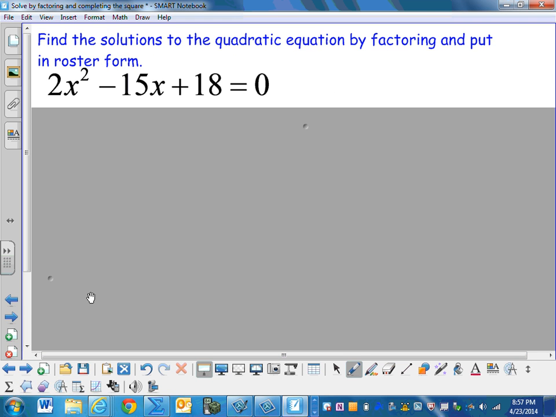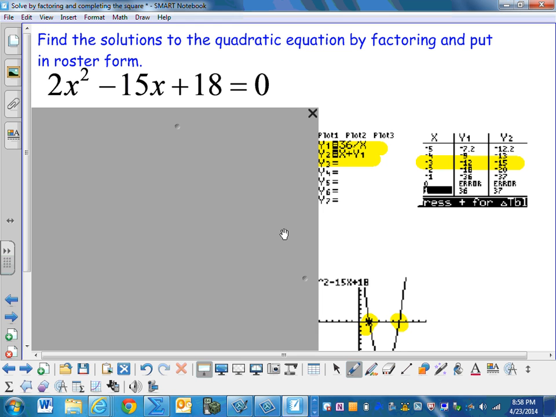Find the solutions to the quadratic equation by factoring and put in roster form. 2x squared minus 15x plus 18 equals 0. 2 and 18 are not perfect squares, but the leading coefficient is 2. So I need to find the factors of 2 times 18, which is 36, that add to negative 15. So I can factor this by grouping. What are the factors of 36 that add to negative 15? As you can see in my table here, it's negative 3 and negative 12.